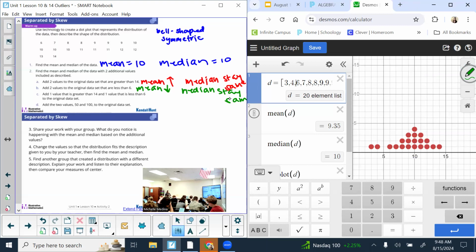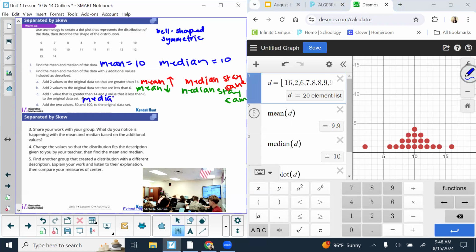Now, table 8, we're going to add a value that's greater than 14 and a value that's less than 6. So table 8, give me two values that meet that criteria. 16 and 2. All right, so see how that changed our dot plot? Now we added one data point on each end. Would that change my median? As you can see, no. If I'm adding something on each end, the same amount on each end, it shouldn't affect my middle number at all, right? So my median definitely stays the same.